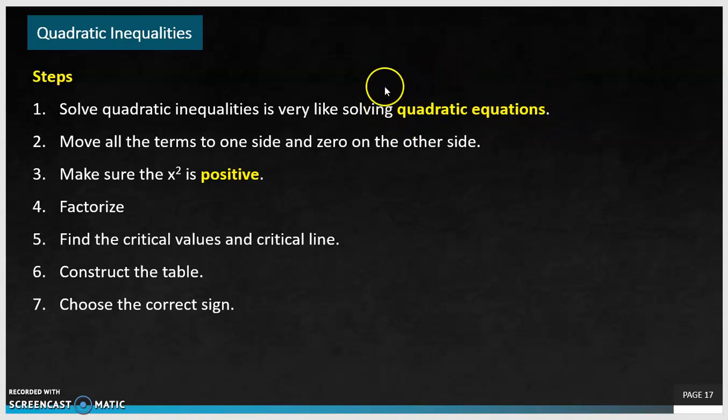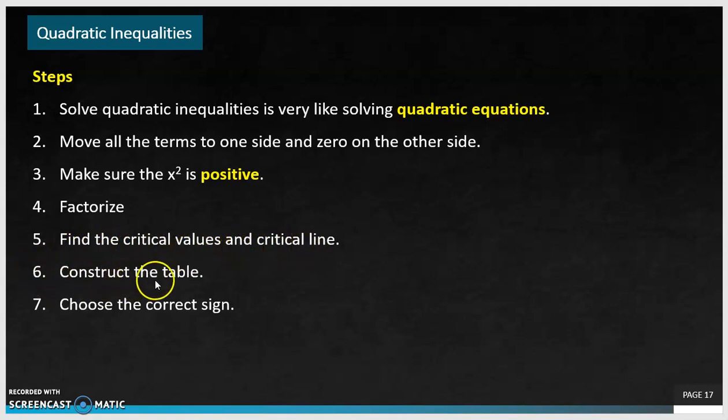Quadratic equations we have learned from secondary school, where one side must be 0 and then we need to factorize. Move all the terms to one side and let 0 be on the other side. So one side must have the variables, another side must be 0. And then third, make sure that our x squared is positive. So our x squared must be positive. Then we factorize, followed by finding the critical value and critical line.